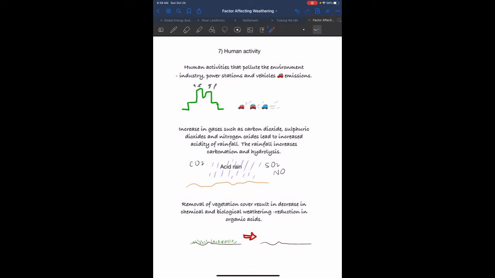Another activity is removal of vegetation cover. With removal of vegetation cover, this will decrease the amount of chemical and biological weathering, such as the root action of plants, and it can also reduce the organic acids produced by humus.